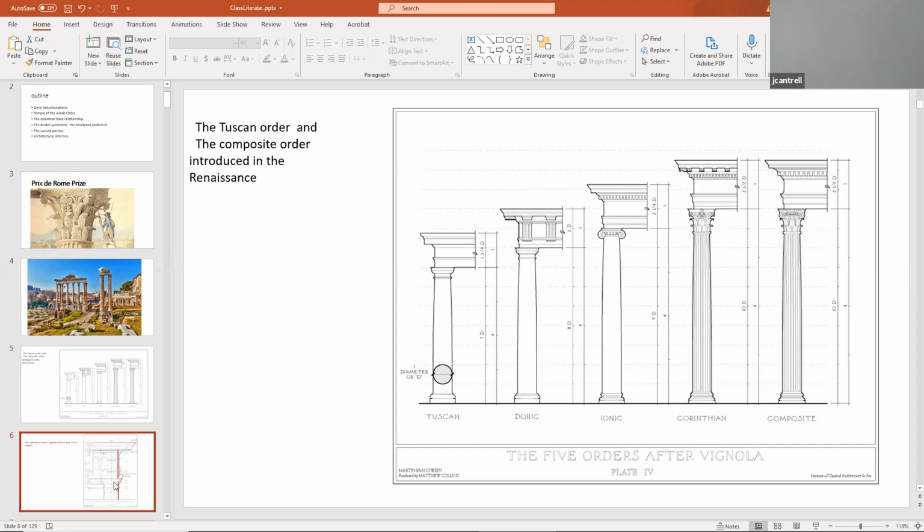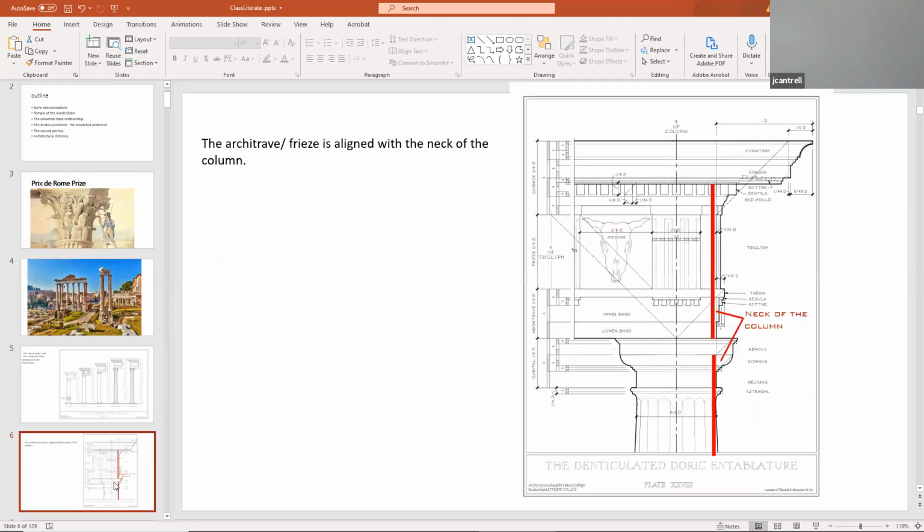But for the most part, when we start observing and drawing and designing with the classical language, the common dynamic and rule that has to be honored is the relationship of the architrave and the frieze relative to the column. So this diagram shows, with the red bars, that 99% of the time in true classicism, the frieze and the architrave, the main beam that holds the triglyphs, the metope piece, or the frieze above that, is aligned with the neck of the column. That's really important to remember.